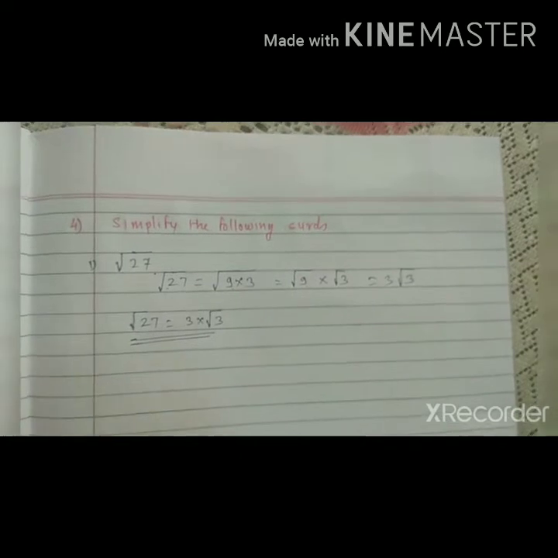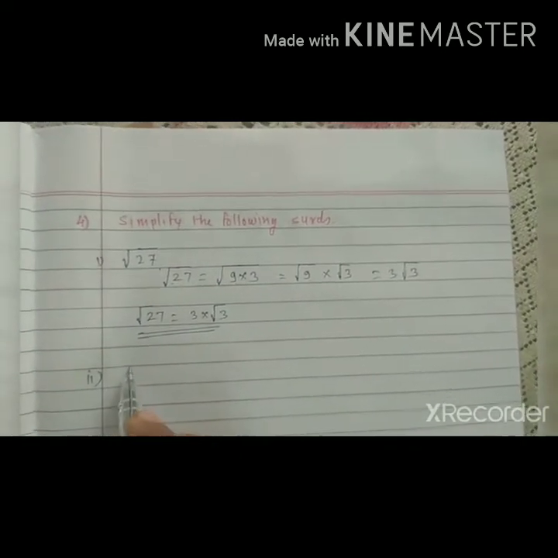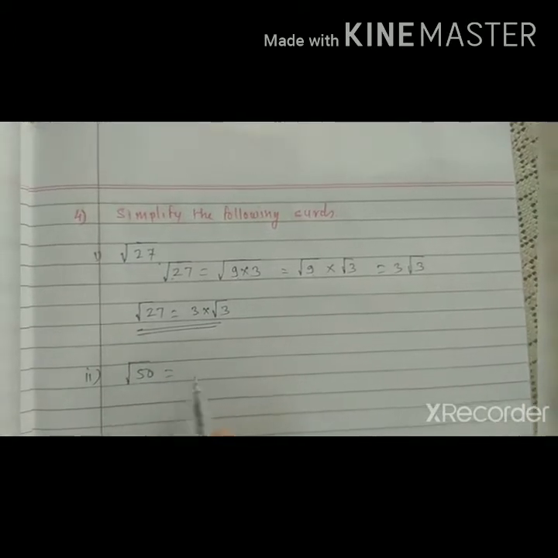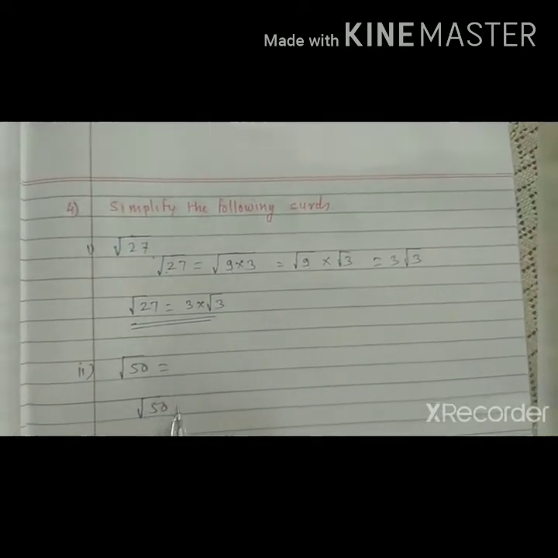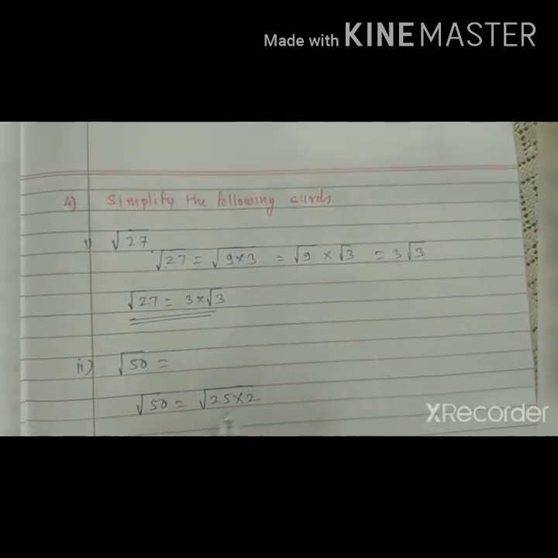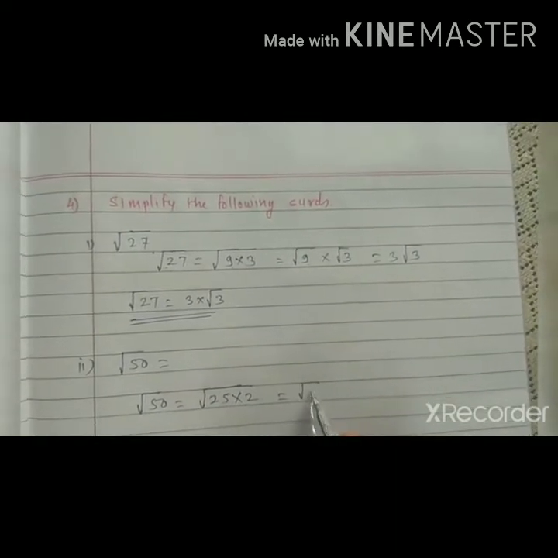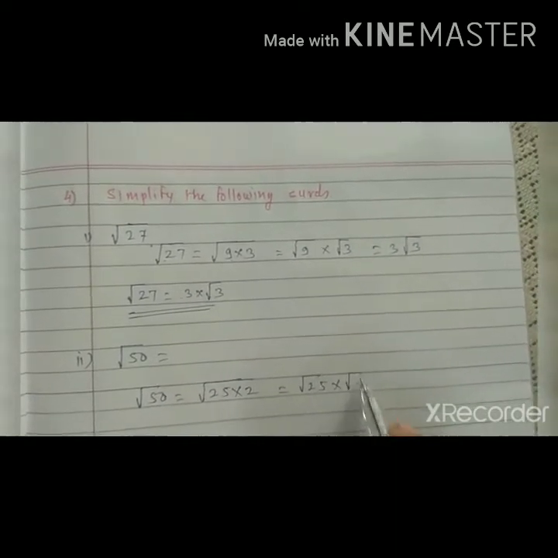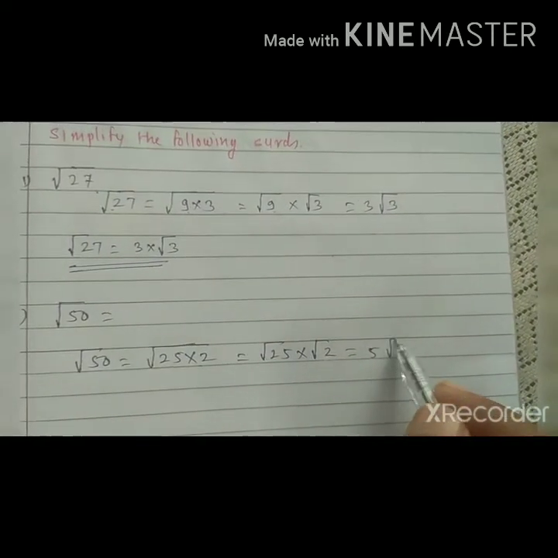Clear? So second, root 50. So root 50 means what? सिंपल है 25 into 2. 25 is a square number. So root 25 into root 2. Root 25 is 5. So 5 root 2.